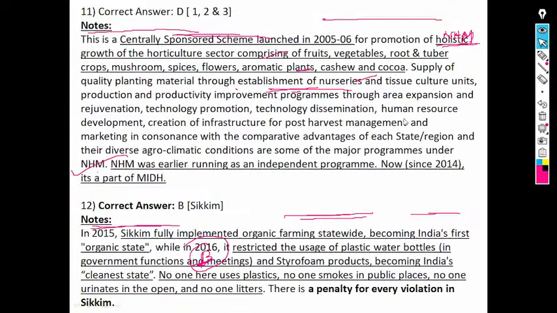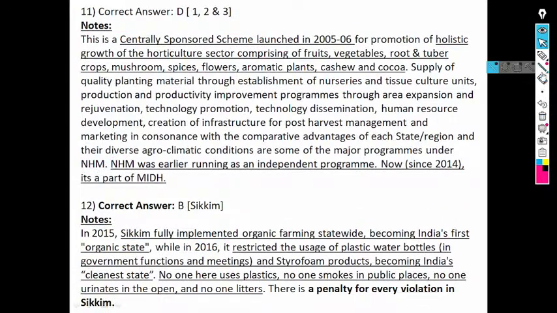National Horticulture Mission is a centrally sponsored scheme launched in 2005-06 for the promotion of holistic growth of the horticulture sector, comprising fruits, vegetables, root and tuber crops, mushrooms, spices, flowers, aromatic plants, cashew and coconut.